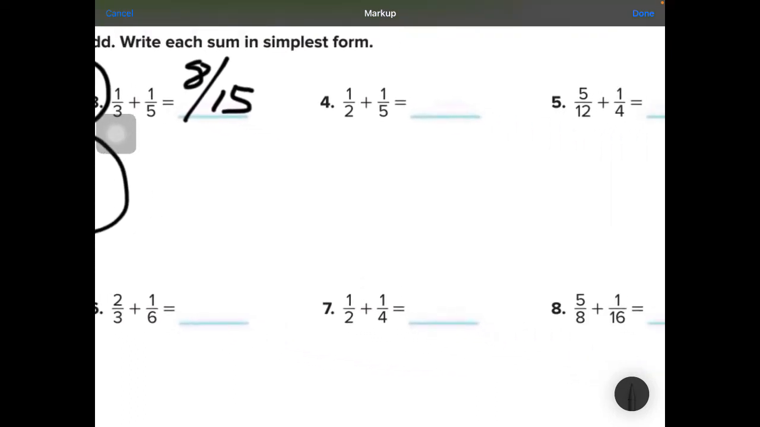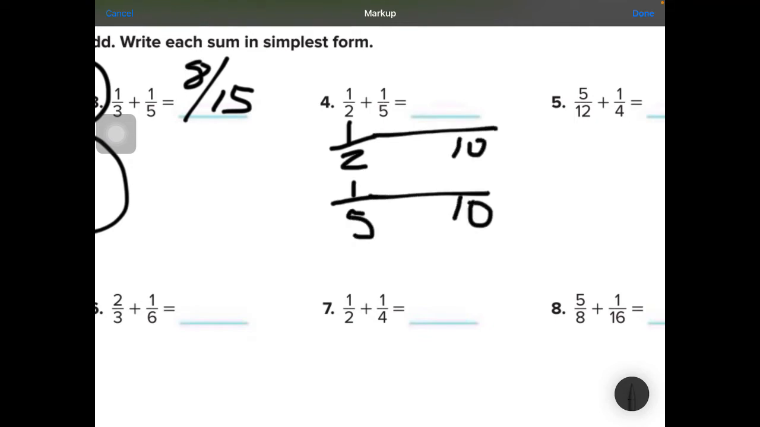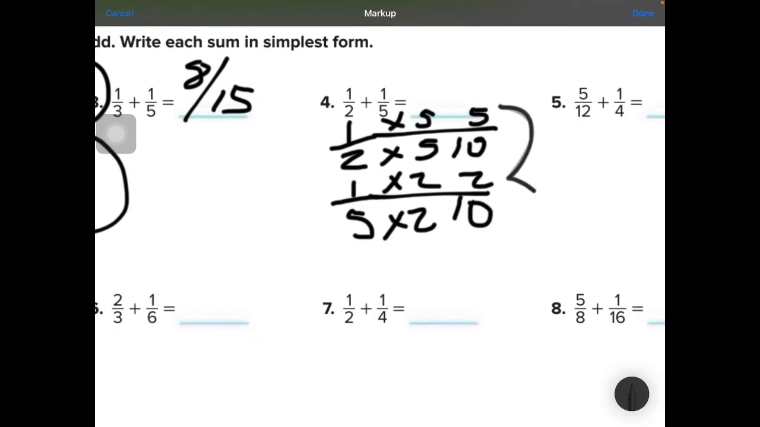Okay, number 4, I have 1/2 and 1/5. I'm going to extend my line out. I know that 10 is the number they both can go into. That will go into it 5 times. So then I have 5 plus 2 is going to be 7/10.